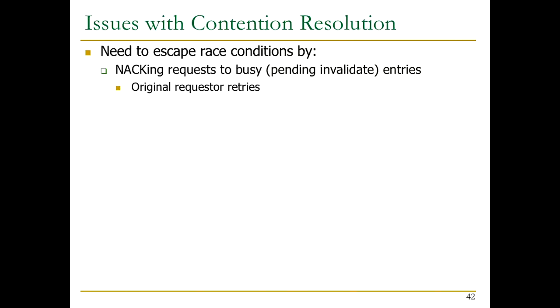Basically, the original requester in this case needs to retry somehow. But that caused additional traffic also, right? You NAC the request, and the original requester will want it again at some point. Presumably, it was not a spurious request. As a result, you add a lot more traffic. Or the directory can buffer the requests, right? It can queue the requests and grant them in sequence.